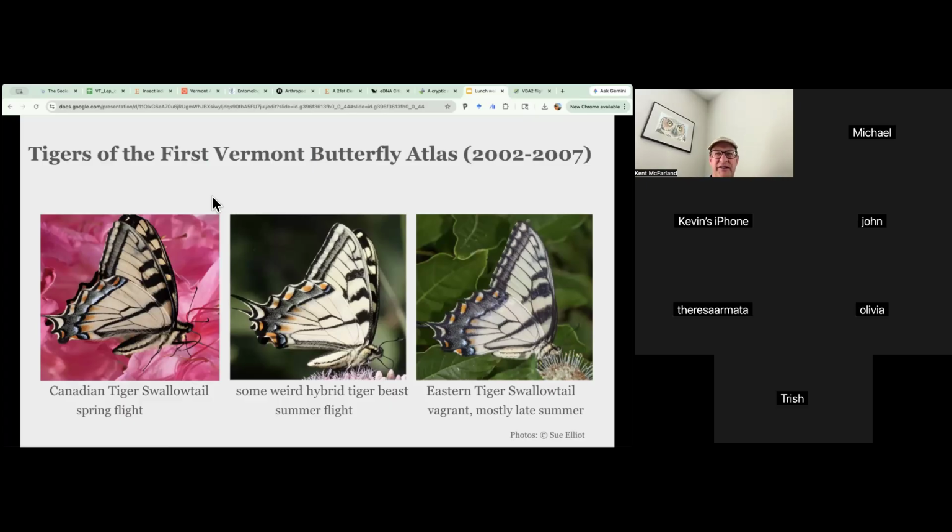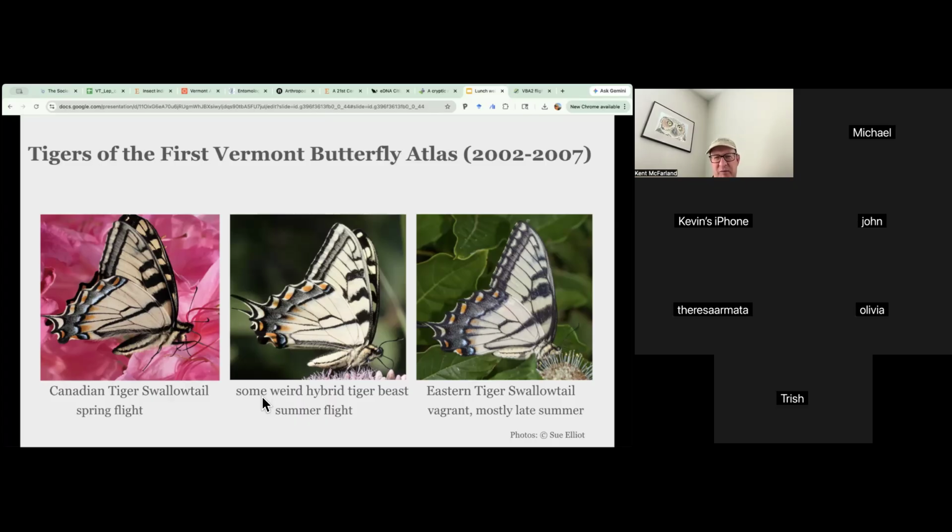So during the first atlas, like I said, over 20 years ago, we had three tigers, and we had Canadian tiger swallowtail, which had a spring flight right here. And then we had this thing that happened after Canadian tiger swallowtails disappeared. We had this flight of tiger swallowtails in summertime, and it was a weird beast. We don't really know what it is. And we just called them tiger swallowtails, just a weird tiger swallowtail that nobody knows what it is.